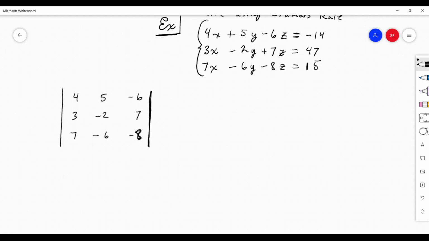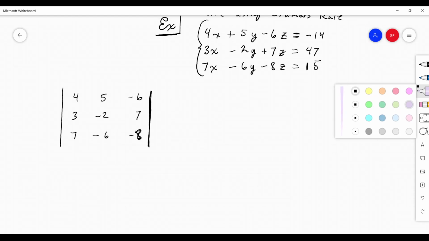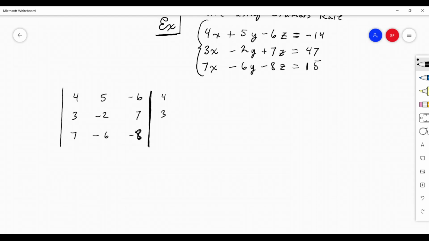Okay, so to find this determinant, what are we going to do? Rewrite the first two, on the outside. So we're going to multiply here. So what's 4 times -2 times -8?